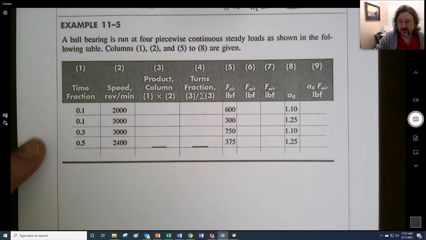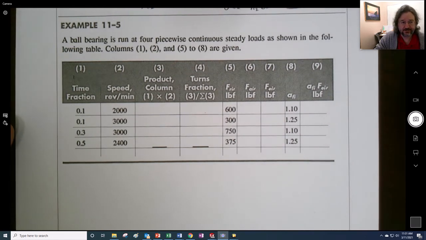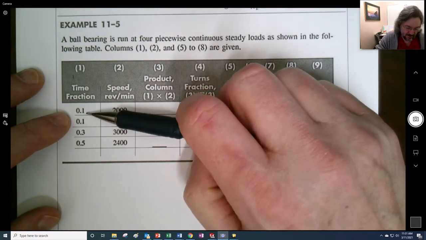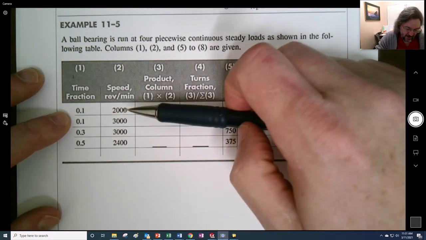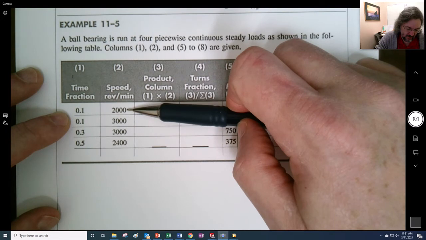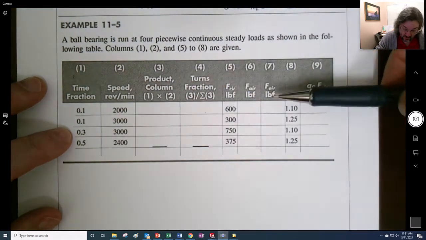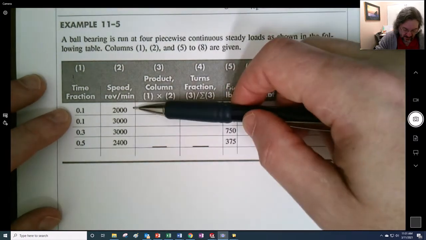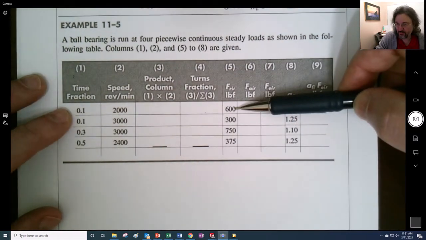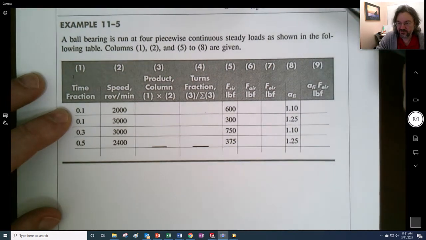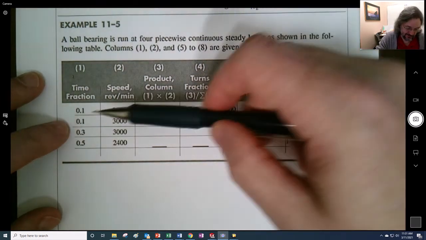That means that this is the amount of time the bearing is running at each condition. So 10% of the time it's going to be running at 2,000 RPM, 10% of the time 3,000 RPM. But at 10%, 2,000 RPM at this amount of load. For whatever reason, they decided to do it in pounds. Would have been nice if they did it in kilonewtons, but whatever.